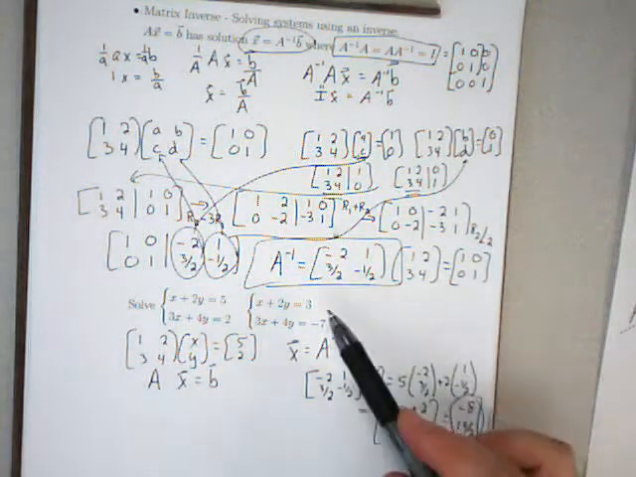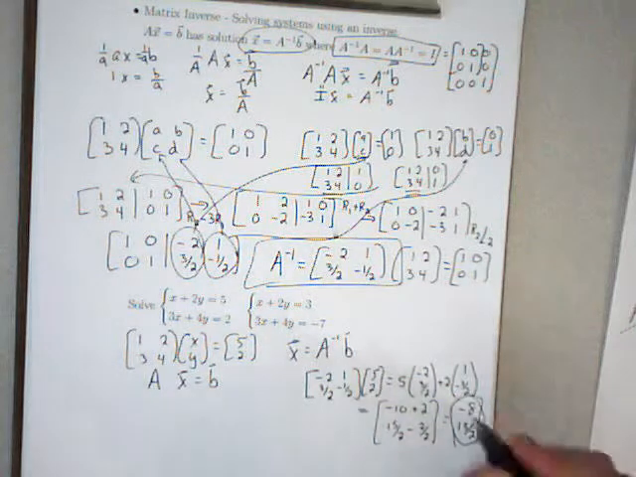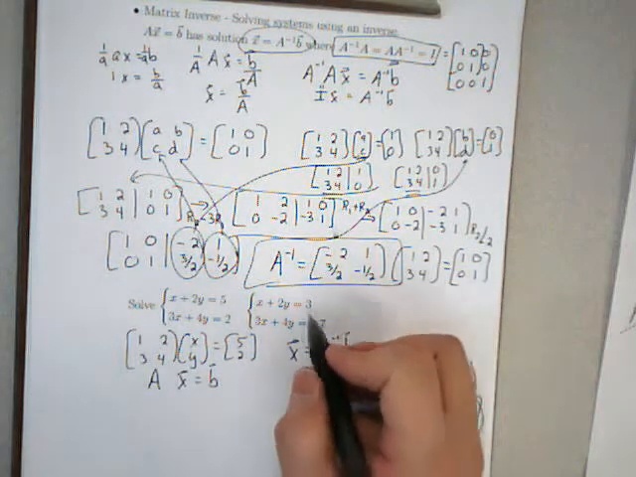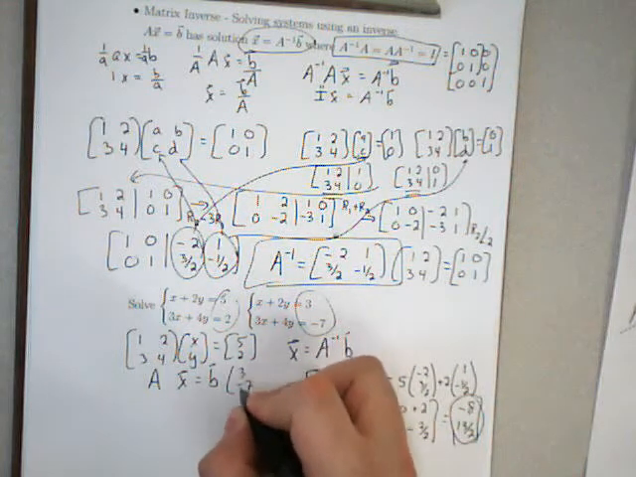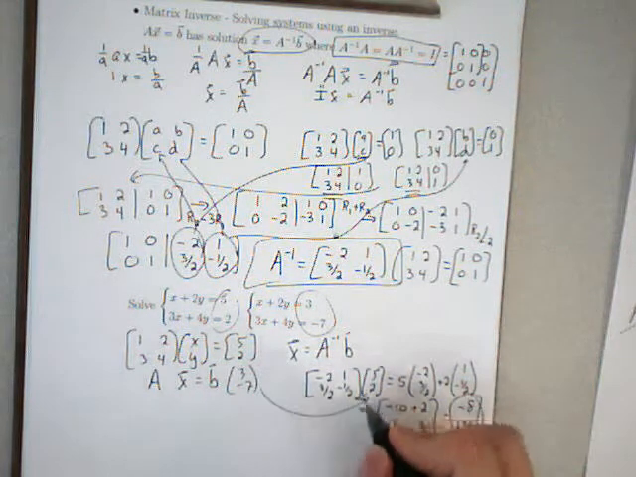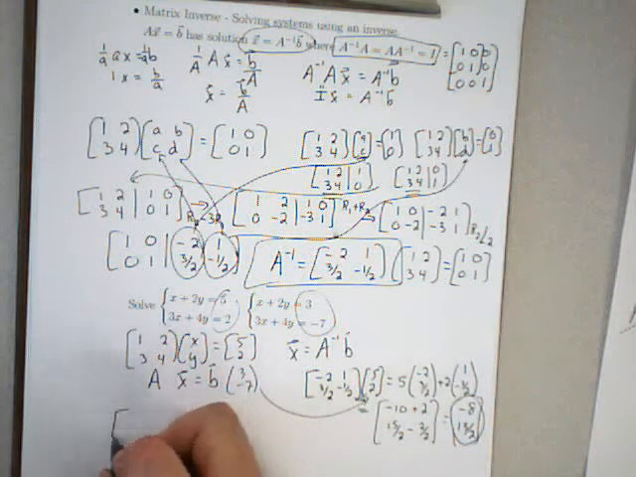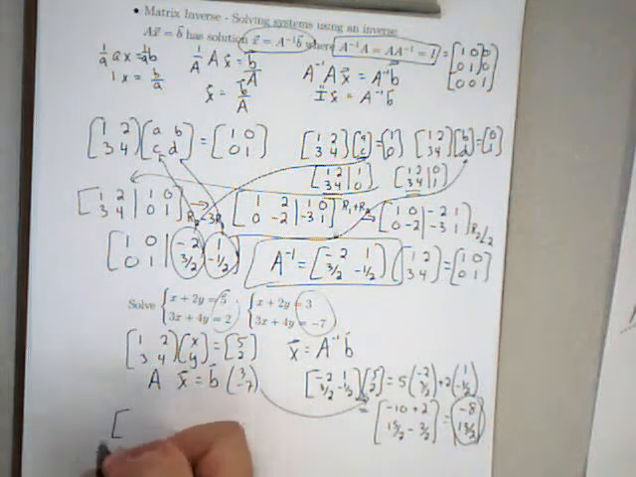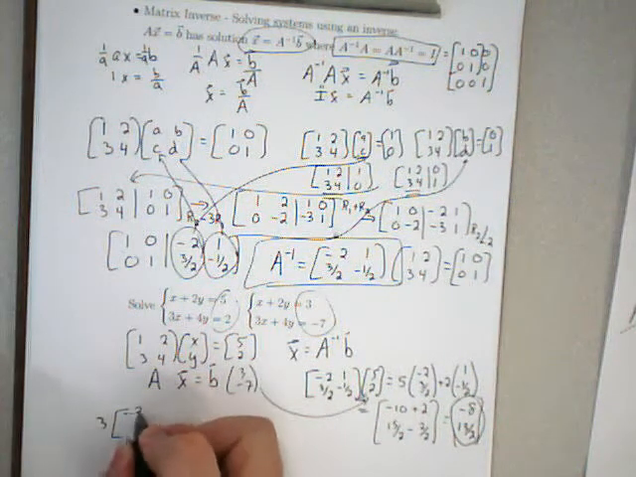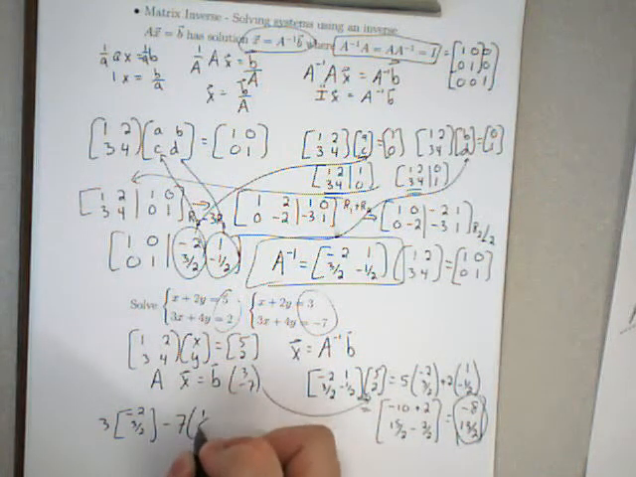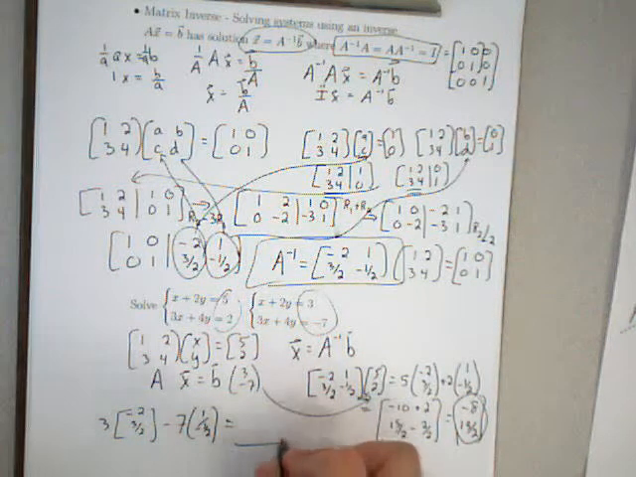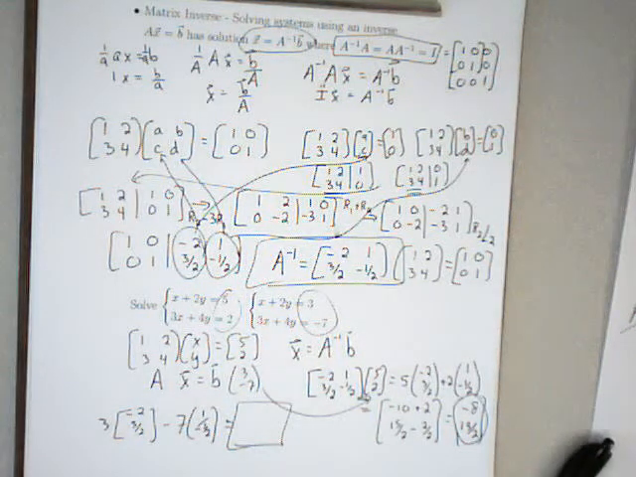Now that I have the inverse, I could quickly solve the second system as well. The only thing that changes is the (5, 2) became (3, negative 7). If I put that (3, negative 7) right there, I can get a solution by taking 3 times (negative 2, 3 halves) minus 7 times (1, negative a half), and getting my answer out as well. I'm going to let you finish that arithmetic. That's the idea of using an inverse and finding an inverse.